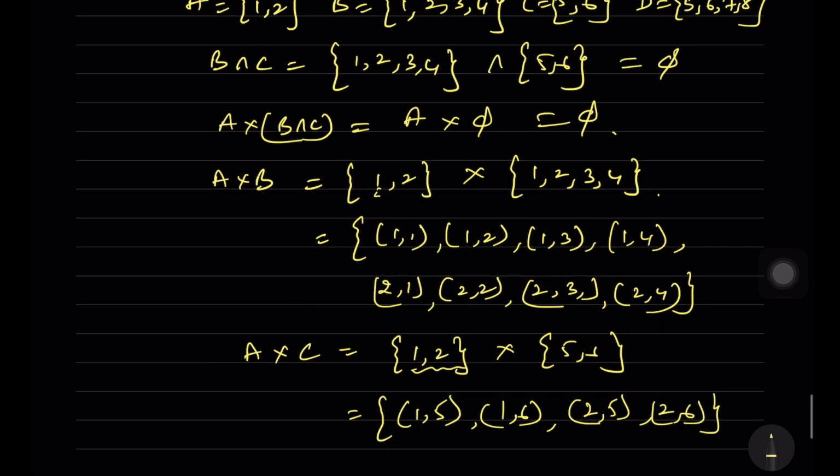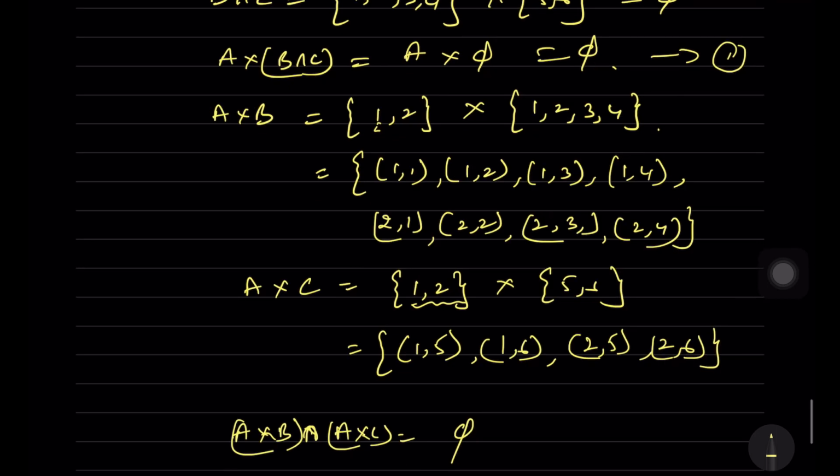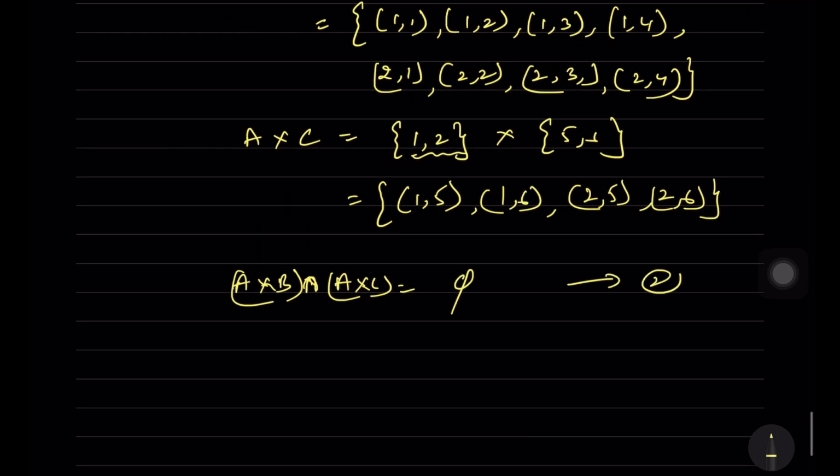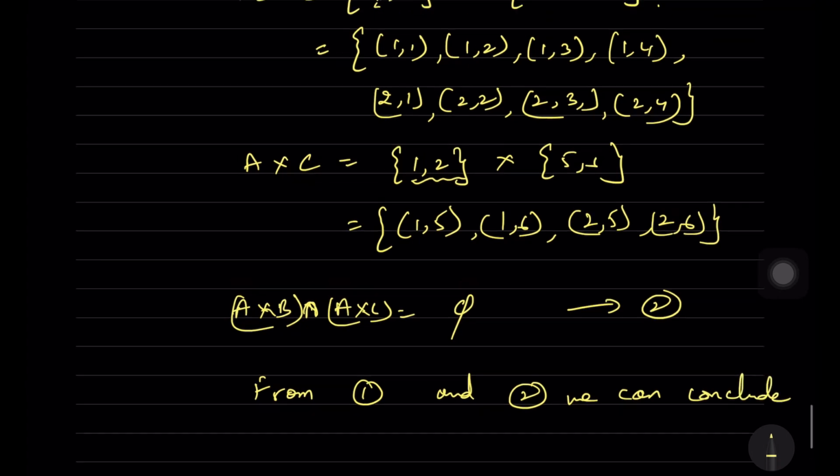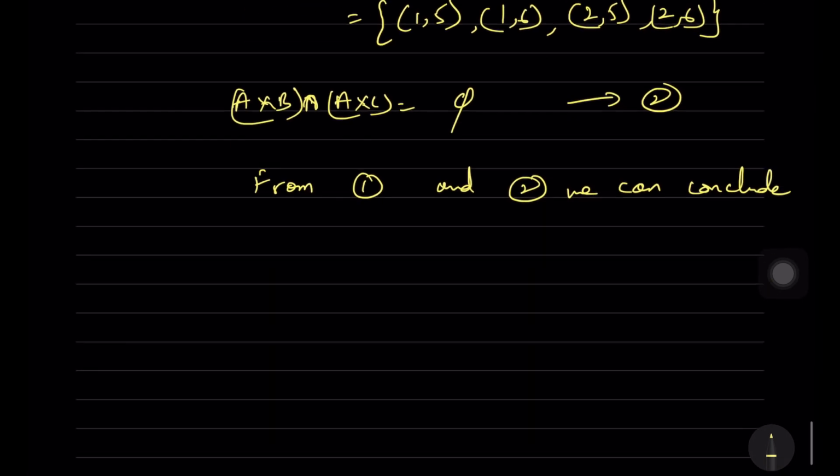Therefore we can see that from 1 and 2 we can conclude that A cross (B intersection C) is equal to (A cross B) intersection (A cross C).